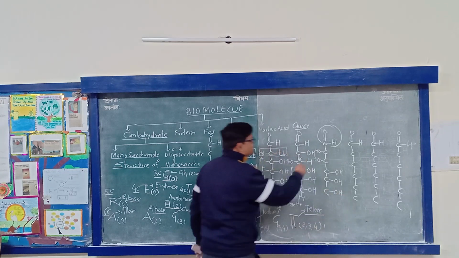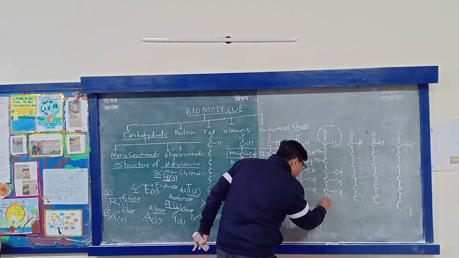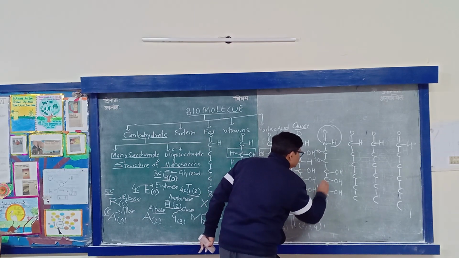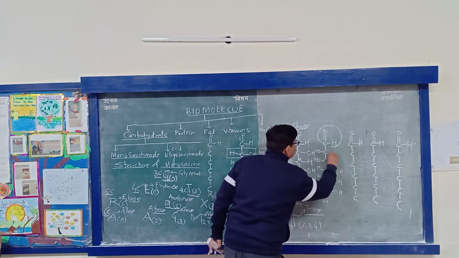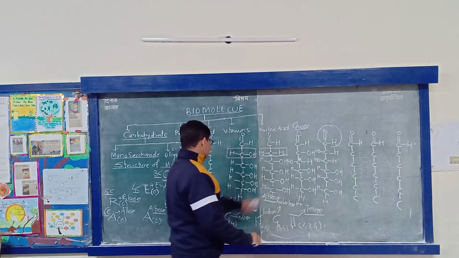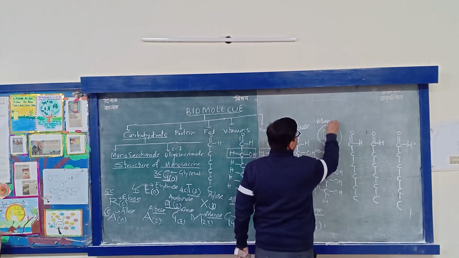So this is the chemical structure of mannose. You have to fulfill the valency with hydrogen. Okay, hydrogen, hydrogen, hydrogen and hydrogen. So this is the structure of mannose.